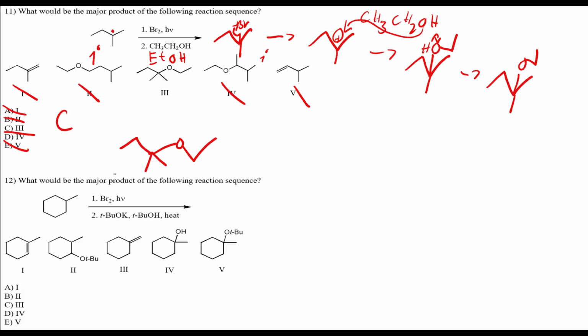What would be the major product for the following reaction sequence? Again, we're doing a radical reaction because we have HV. Always make sure that you're reacting with light. That's a dead giveaway that you're doing a radical reaction. So that must mean that I'm going to be doing a tertiary radical right there, and that must mean that I have a bromine right there. So that radical became a bromine.